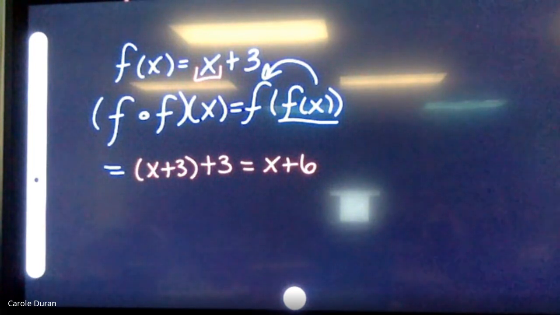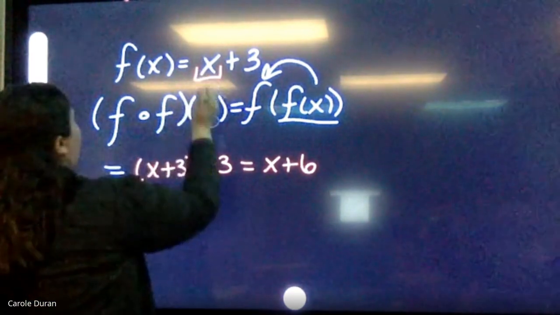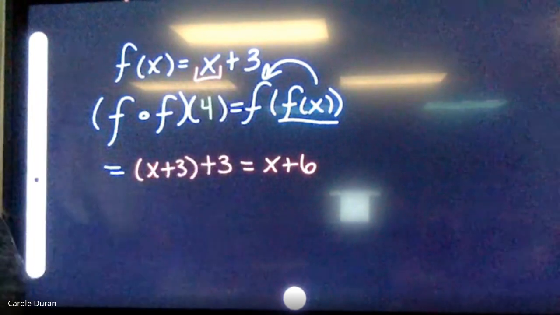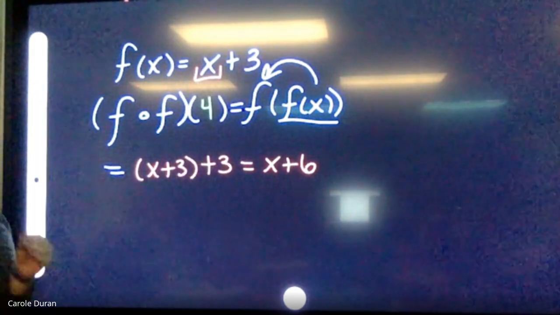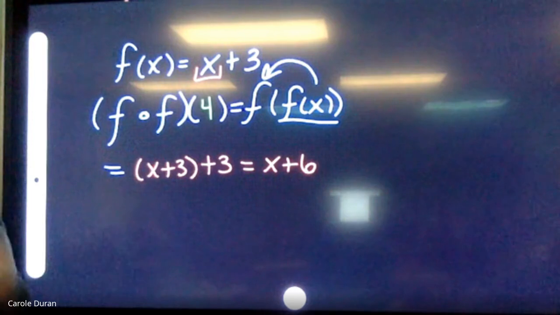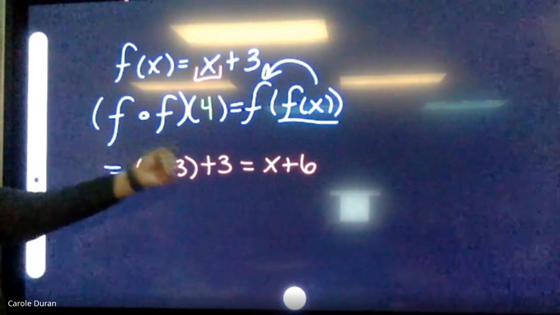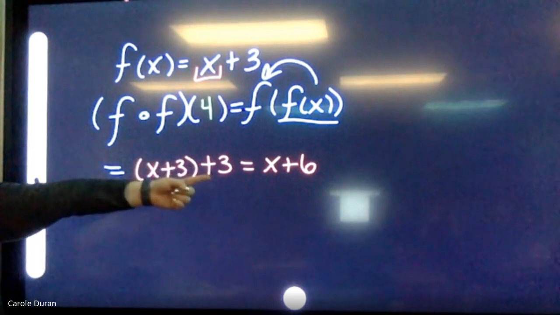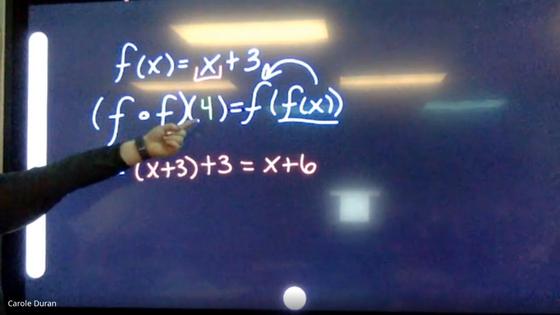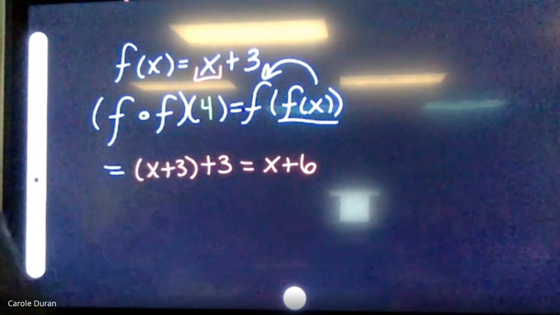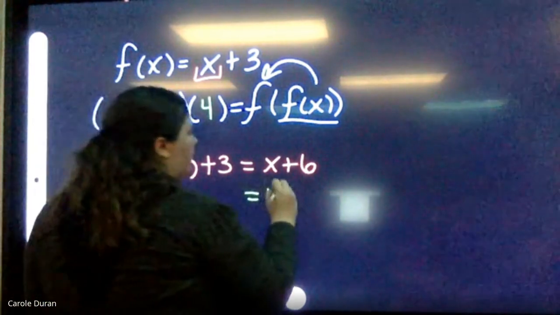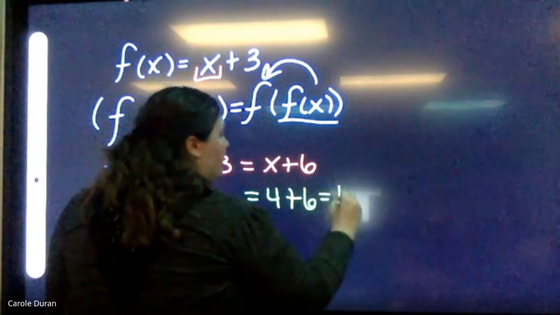So let's say, instead of doing f of f of x, I instead wanted to do f of f of 4. So that means I'm taking my composition and solving it at a specific x value or variable value. That means I take my answer and I replace the variable with whatever number that is, and I solve it. So then this becomes 4 plus 6, which equals 10.